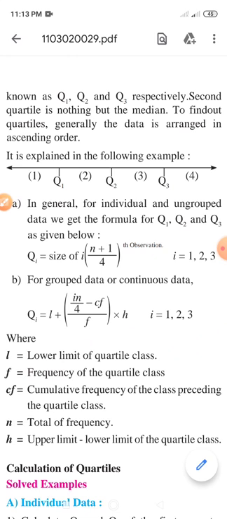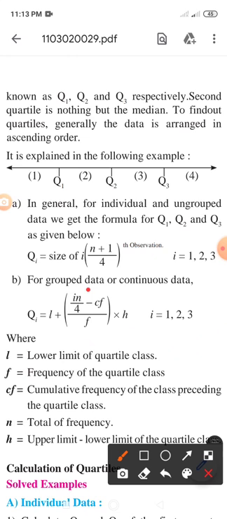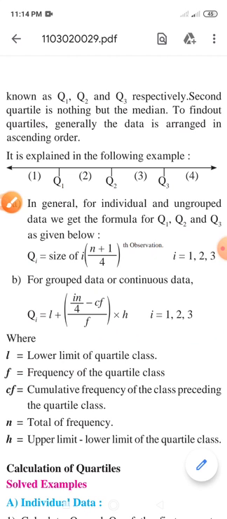N, that is total of frequency. And H, that is also known as I, that is upper limit minus lower limit. For example, if the class is 10 to 20, then in this case upper limit is 20, lower limit is 10. So 20 minus 10, then we get H, that is upper limit minus lower limit of the quartile class.